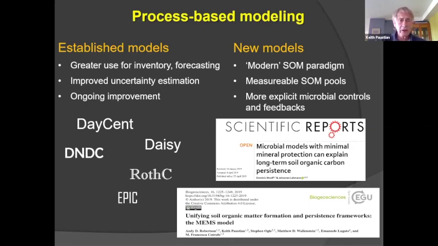But there's also a new generation of models coming on that are looking at what might be a more modern paradigm of soil organic matter stabilization, for example, and really featuring explicitly measurable soil organic matter pools. We've been working on this direction for a number of years, but I think it's starting to come a little bit more to fruition. So I think these kinds of process-based models are critical for our quantification capabilities.